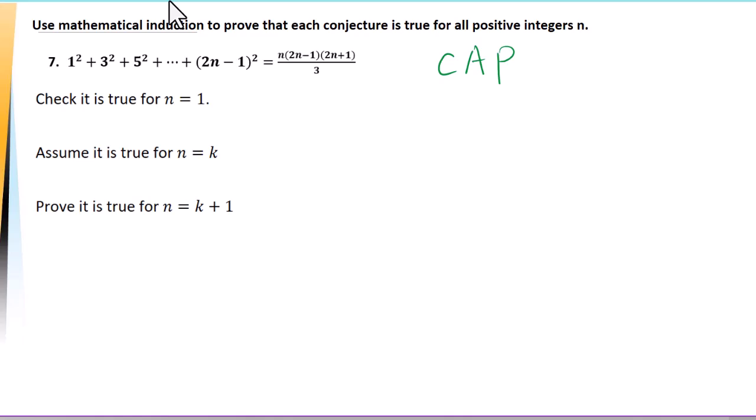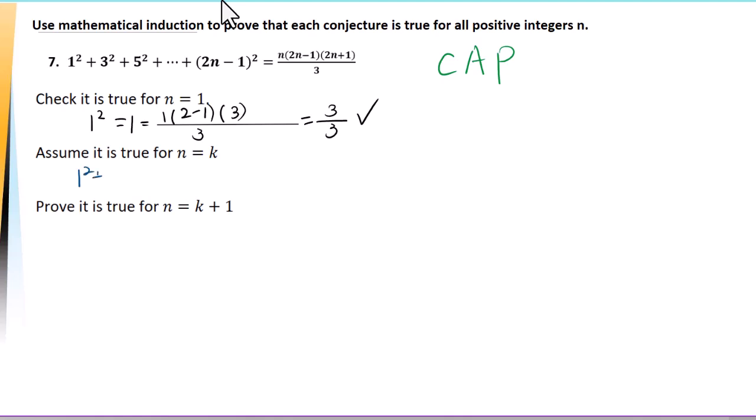Question 7. Check it is true for n equals 1. The first term on the left side is 1 squared equals 1. The right side is 1 times 2 minus 1 times 2 times 1 plus 1, which is 3 over 3 equals 3 over 3. It's true for n equals 1. Assume it's true for n equals k.